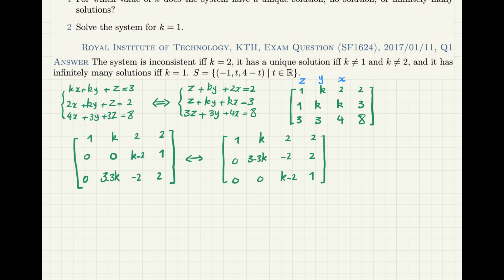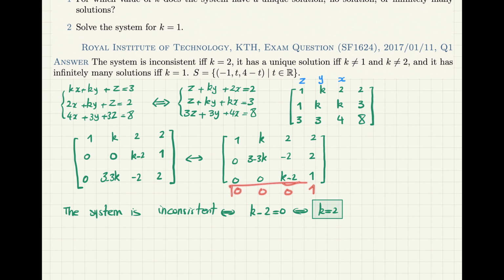So what does it mean? It means that for inconsistency, I would say that the system is inconsistent if and only if k minus 2 is equal to 0, or equivalently k is equal to 2. And that is exactly what is given in the answer. Because if k is equal to 2, then I will have 0, 0 here, and then I will have 1. This kind of row is forbidden, so it is inconsistent.